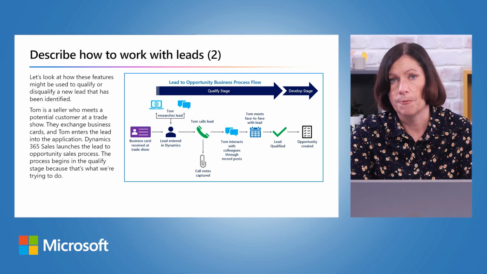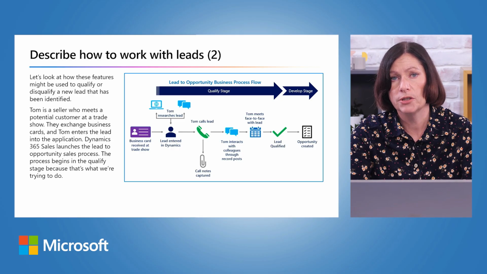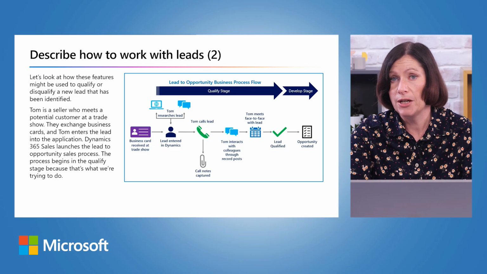Tom calls the customer to talk about their current situation and potential needs. During this conversation, he may identify information such as project stakeholders, potential competitors, budget information, or the decision-making process. Relevant information in the lead is updated accordingly.